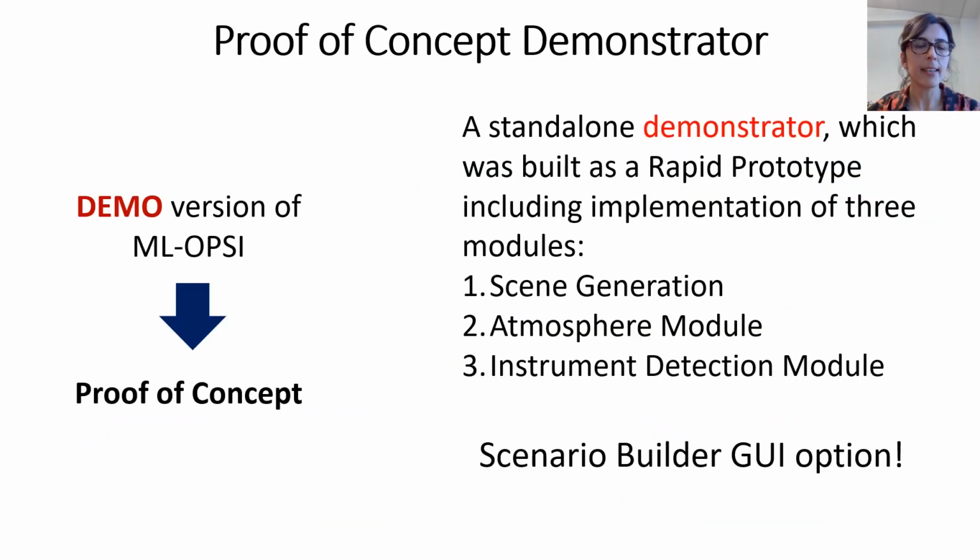As we have said, so far we have defined the big picture, and now we wanted to show you the demo version of ML-OPSI, which is a proof of concept to show that what we have defined technically is compatible and can be done. So it is a standalone demonstrator which was built as a rapid prototype, including implementation of three modules: the scene generation module, the atmosphere module, and the instrument detection module. And we have defined the scenario builder as a GUI.